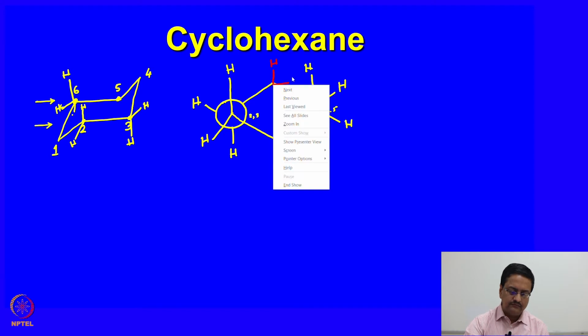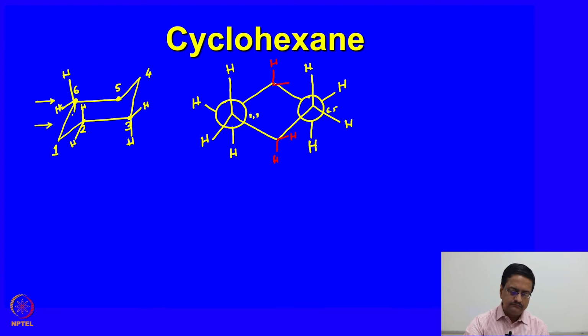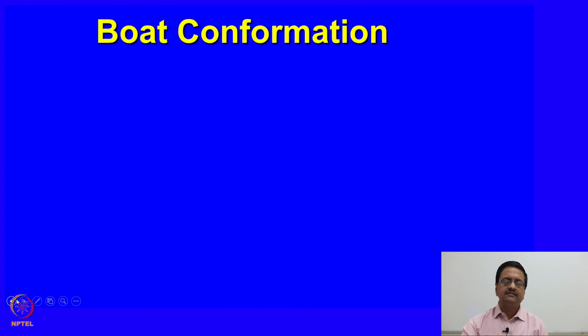Like that, and this is how you should draw the chair form of the cyclohexane molecule. So the next important conformation for cyclohexane is the boat conformation. The way we draw the boat conformation is the following.